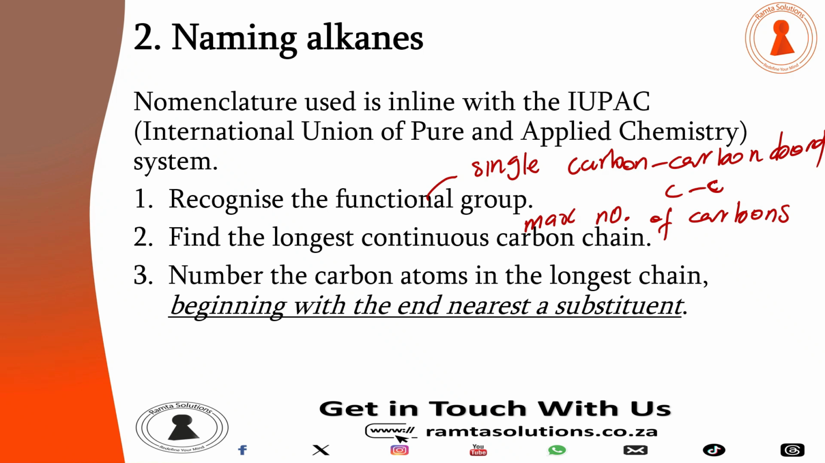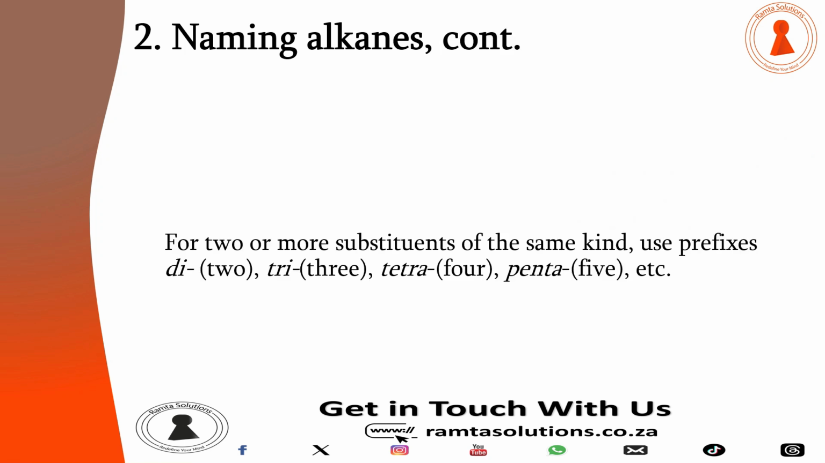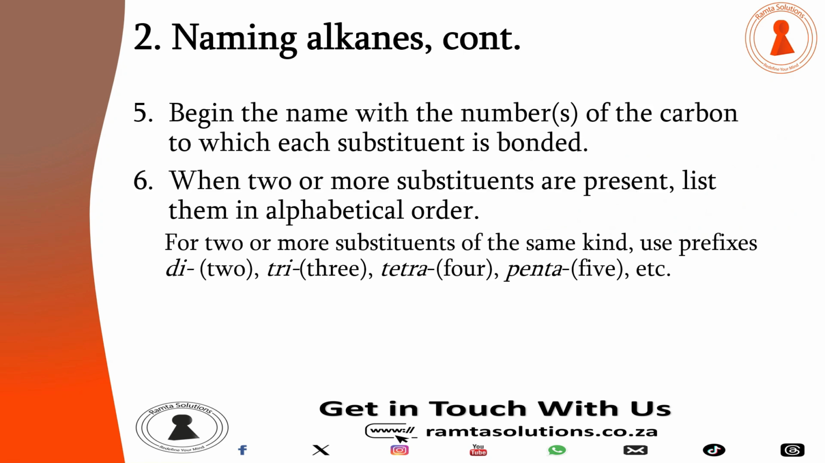Your substituents for alkanes will be alkyls or halogens. And then name your substituents. Now, when you write the name of your molecule, begin with the number of the carbon where your substituent is found. If your substituent is found on carbon 3, let's say it's methyl, you will say 3-methyl. But this part you're going to see later.